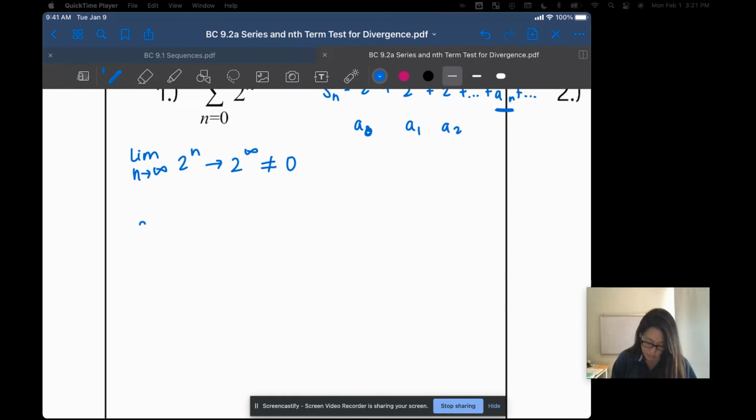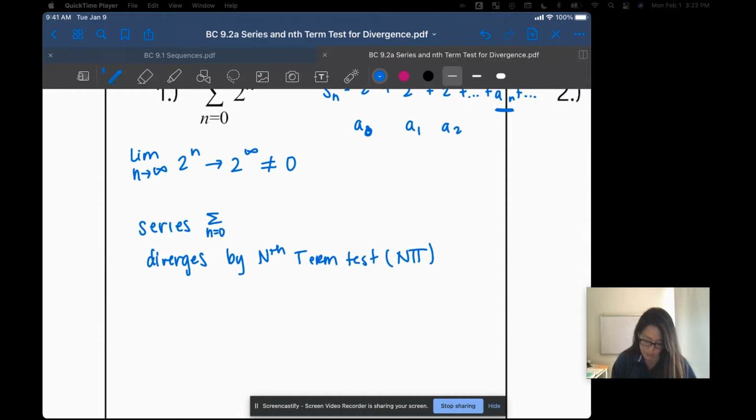So we would say the series diverges by the nth term test, which I usually just write NTT. Okay, and remember the series is representative of the sum of n terms n to infinity of 2 to the n. So if you want to write that to remind yourself that that means the series, then go for it.